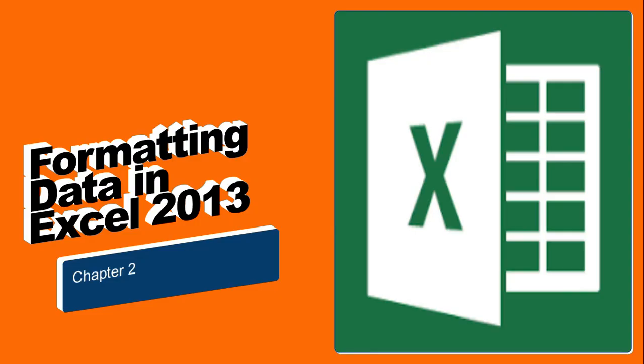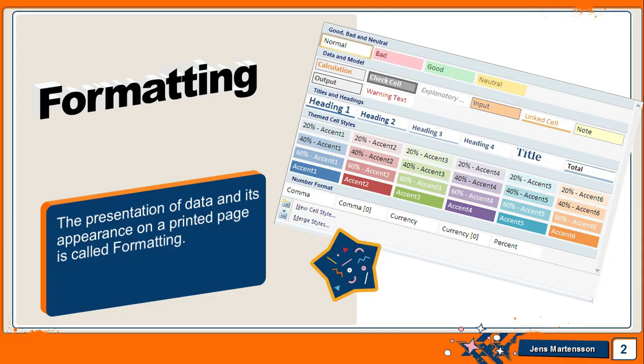So let us know what is formatting. The presentation of data and its appearance on a printed page is called formatting. Formatting changes the appearance of data but does not affect the actual cell value. It means that formatting is the visual appearance that we usually make attractive when it gets printed.